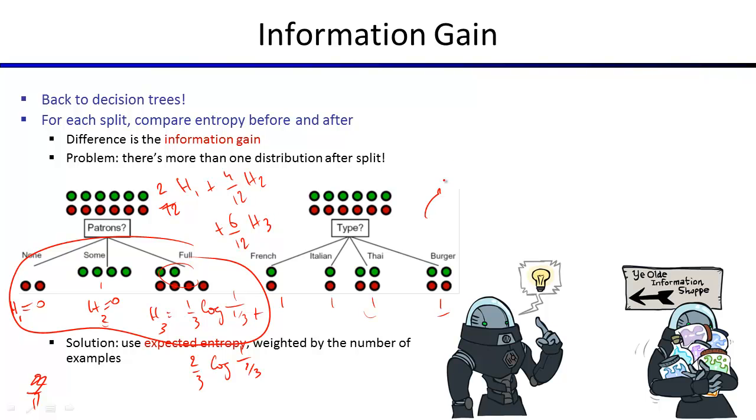Over here, if we call these HA, HB, HC, HD, we get 2 out of 12 HA plus 2 out of 12 HB plus 4 out of 12 HC plus 4 out of 12 HD. So now we have a procedure.